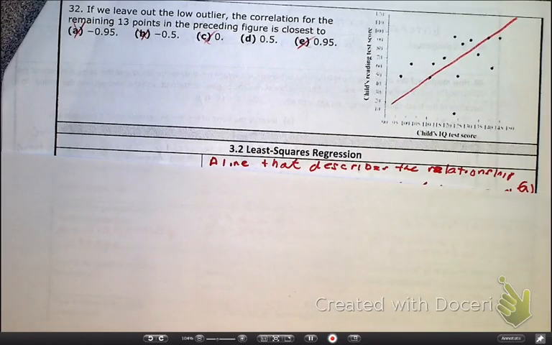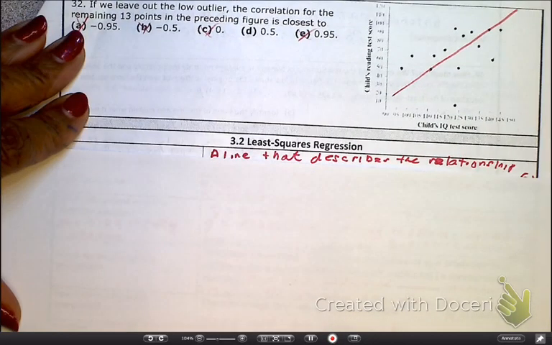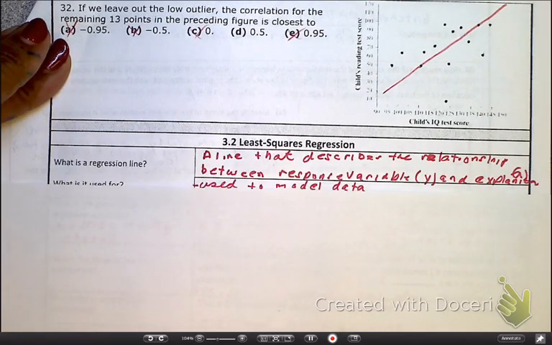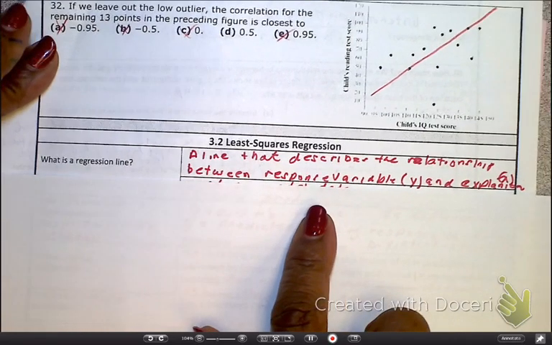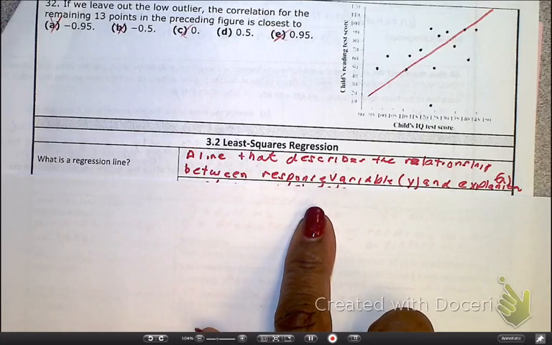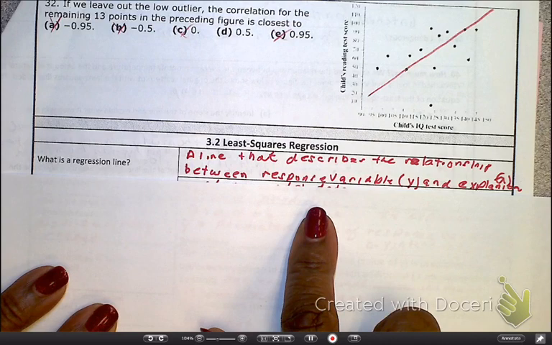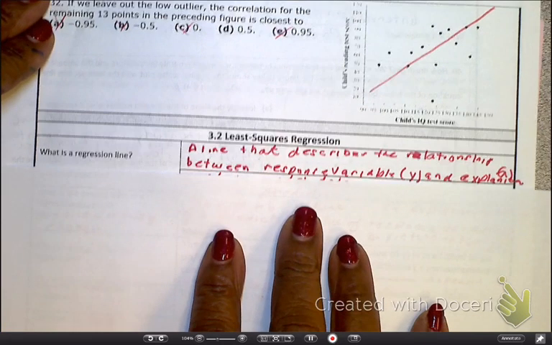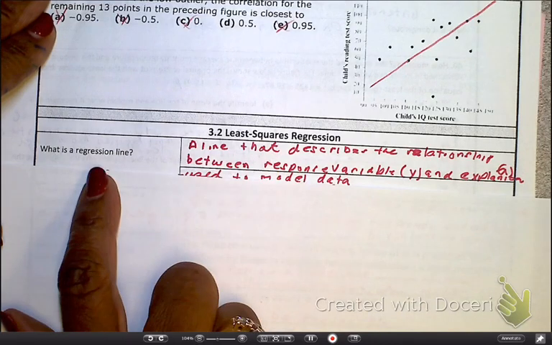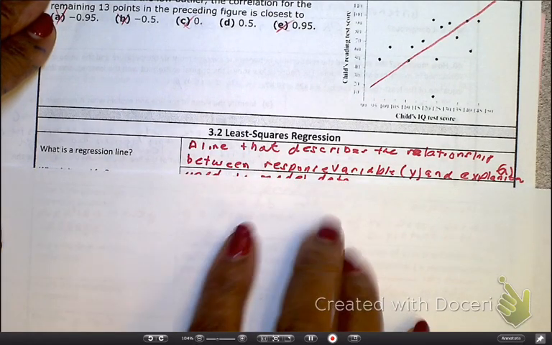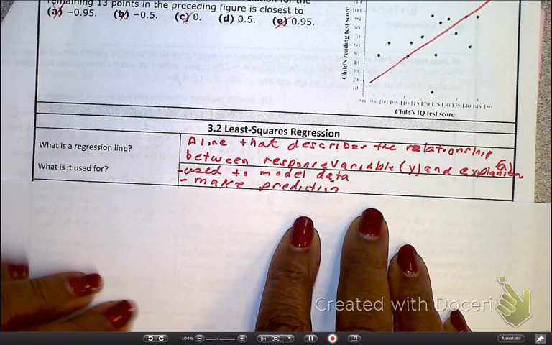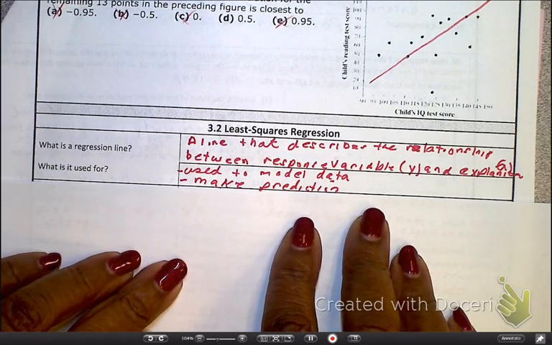Okay, so turn to page 6 of your notes. First of all, let's talk about what a least squares regression line is. It's a line that helps us to describe a relationship between the response variable and the explanatory variable. So in English, it helps us to establish the relationship between X and Y. Well, that is a regression line itself; least squares is a little bit more specific. What do we use it for? We use it as a model to describe data, and yes, we use it to make predictions.